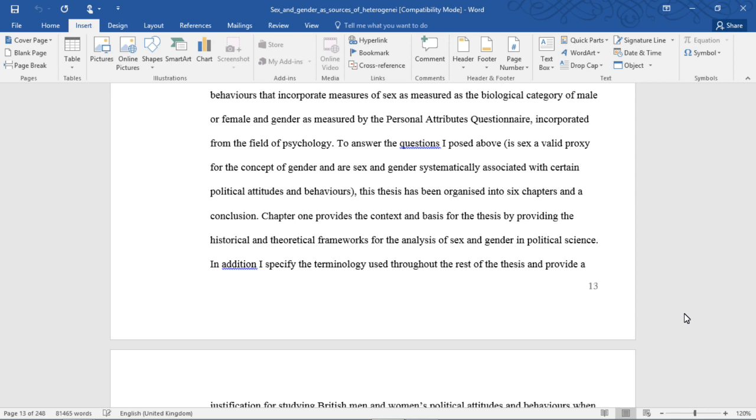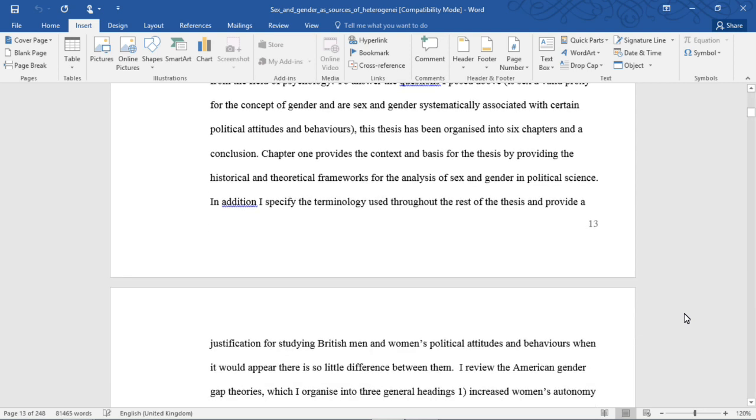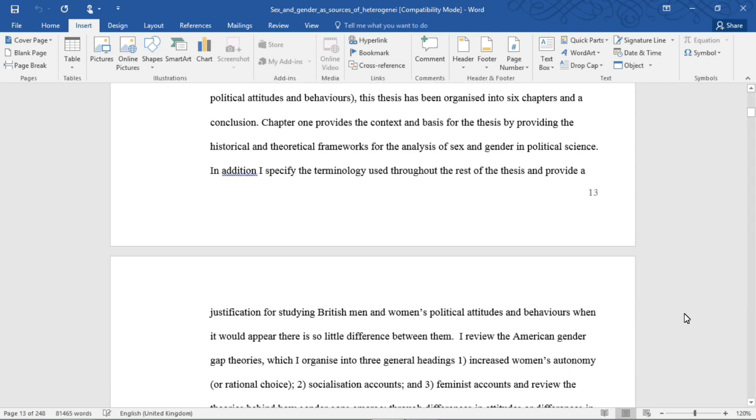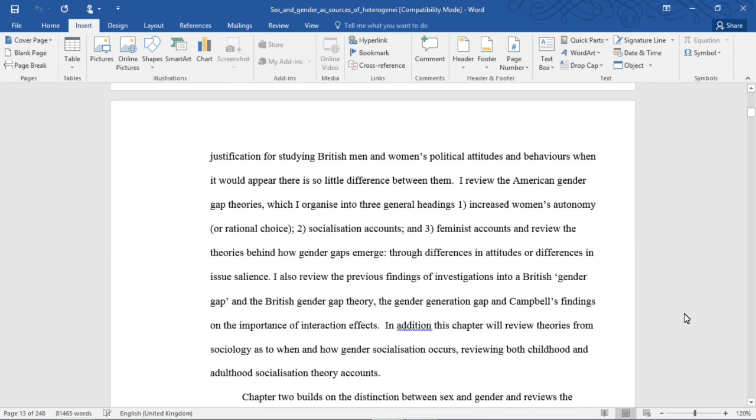This thesis has been organized into 6 chapters and a conclusion. Chapter 1 provides the context and basis for the thesis by providing the historical and theoretical frameworks for the analysis of sex and gender in political science. In addition, I specify the terminology used throughout the rest of the thesis and provide a justification for studying British men and women's political attitudes and behaviors when it would appear there is so little difference between them.